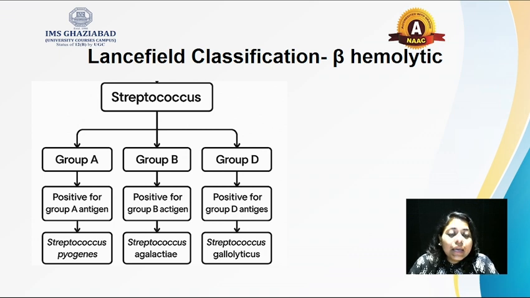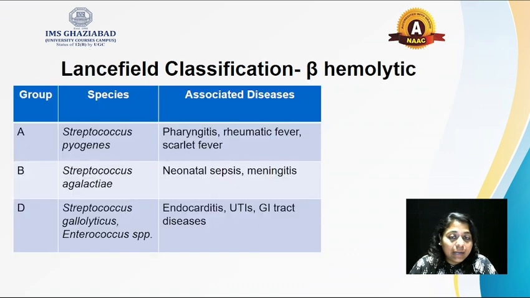So there are different strains of Streptococcus which come under the Lancefield classification. The Lancefield classification is explained around A to V categories, but the ones more frequently used are group A, group B and group D.